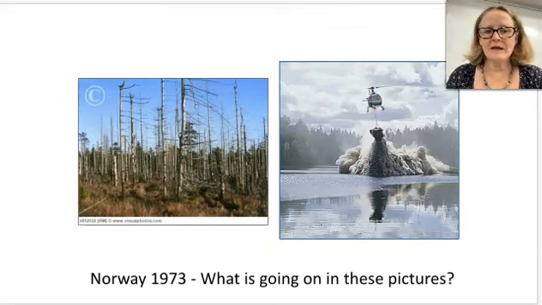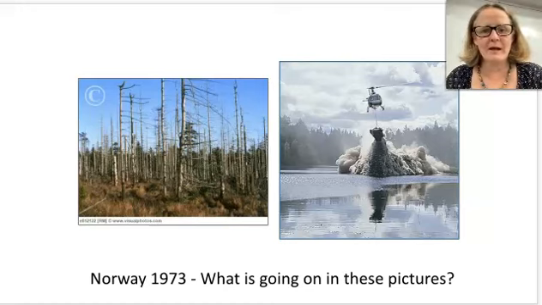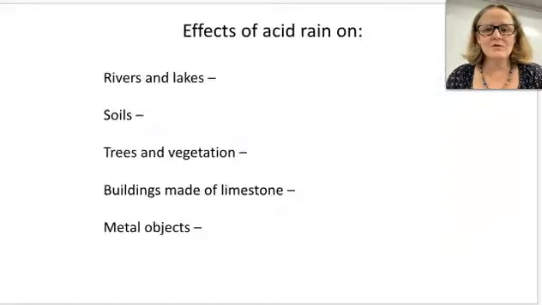And this is the sort of effect we see. We see trees dying, but you can fix lakes. You can put some chalk powder or limestone powder into the lakes to fix them, and that's what they had to do in Norway in 1973 when this became a really bad problem. So what are some of the other effects of acid rain? We're going to consider all these different areas.